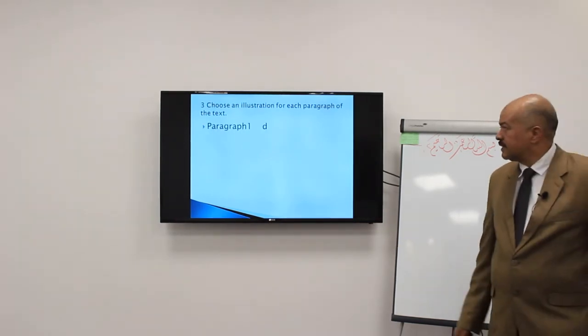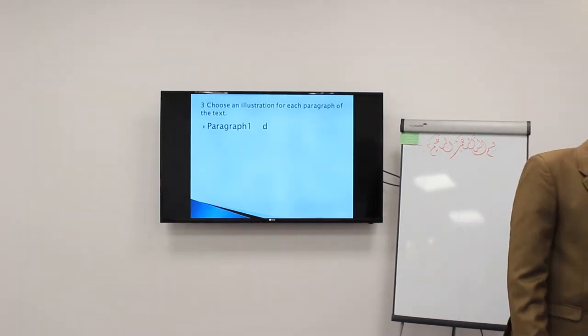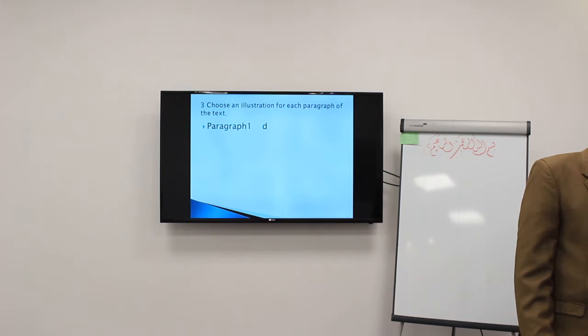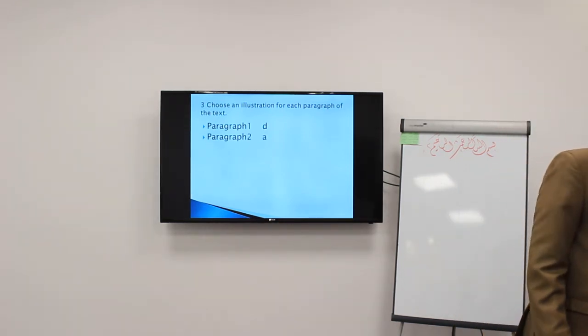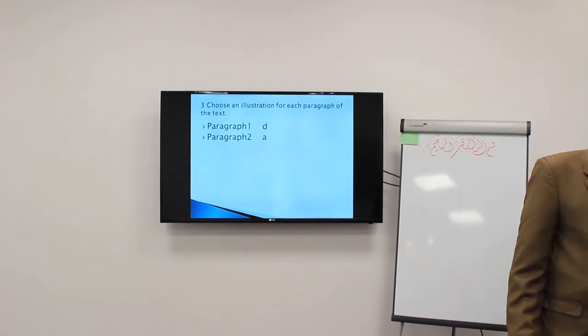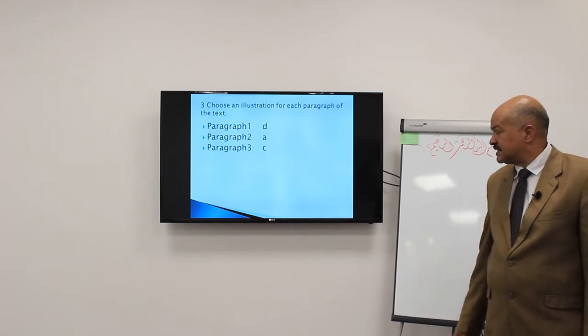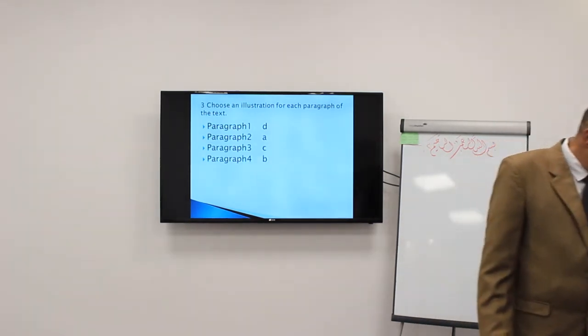Let's check together. Paragraph 1 goes with picture D, as you can see. Paragraph 2 goes with picture A. That's for earthquake. Paragraph number 3 goes with picture C, and by definition, paragraph 4 goes with B.